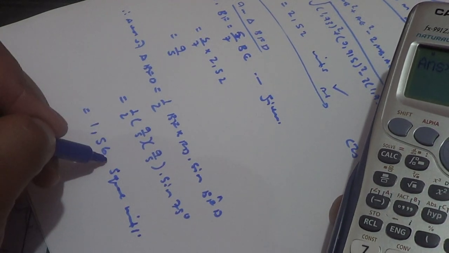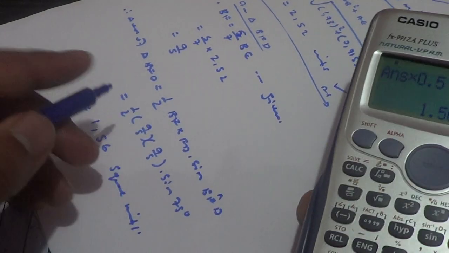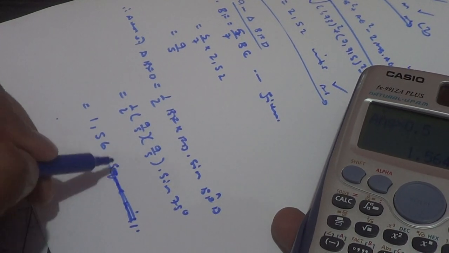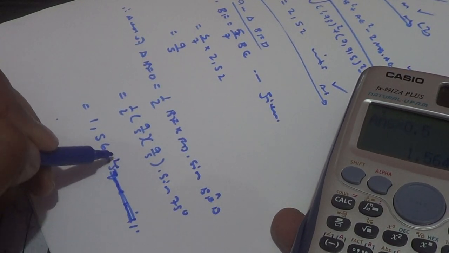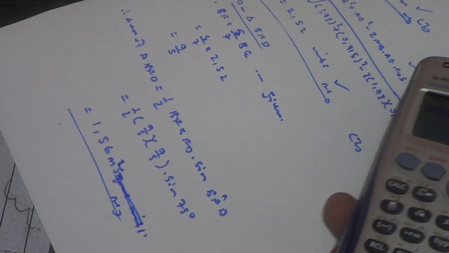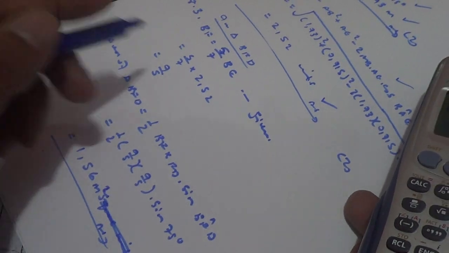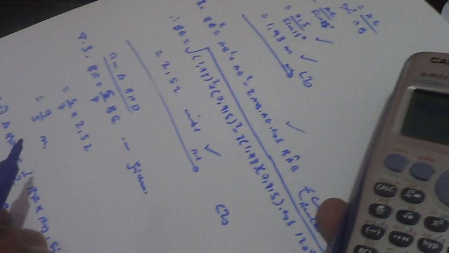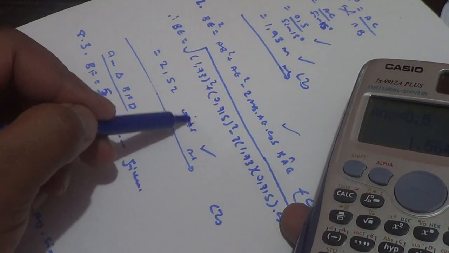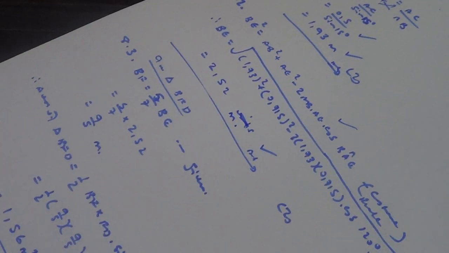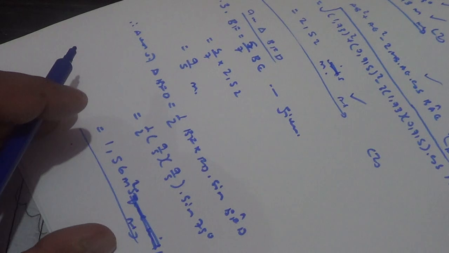Remember, these are meters, not square units, but meters squared. Okay, mistake. So meters squared. So this is meters over there. Don't write units, meters. It's meters, it's meters, it's meters. Alright, not a big deal.